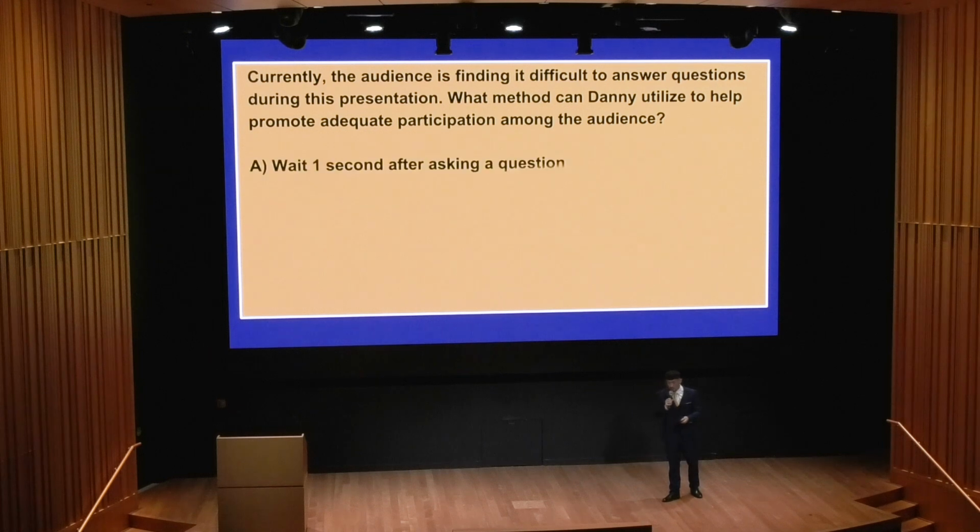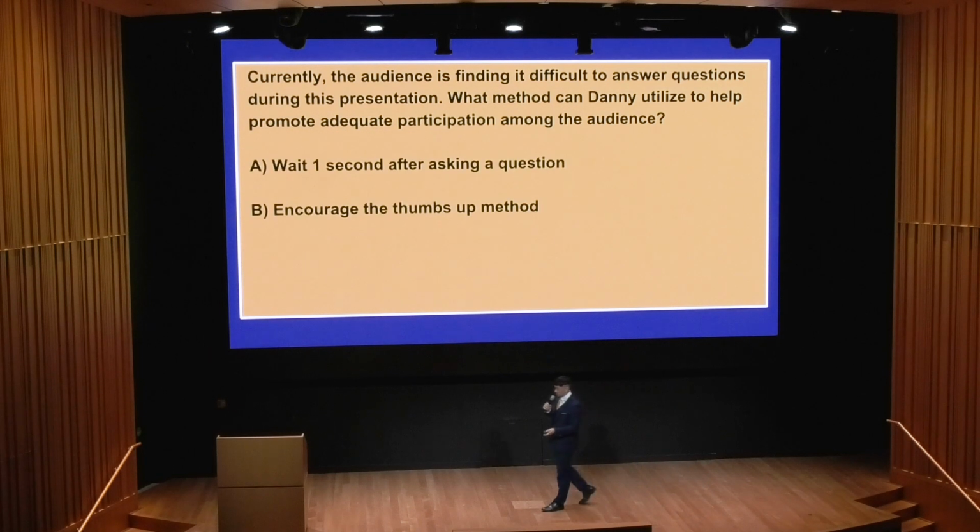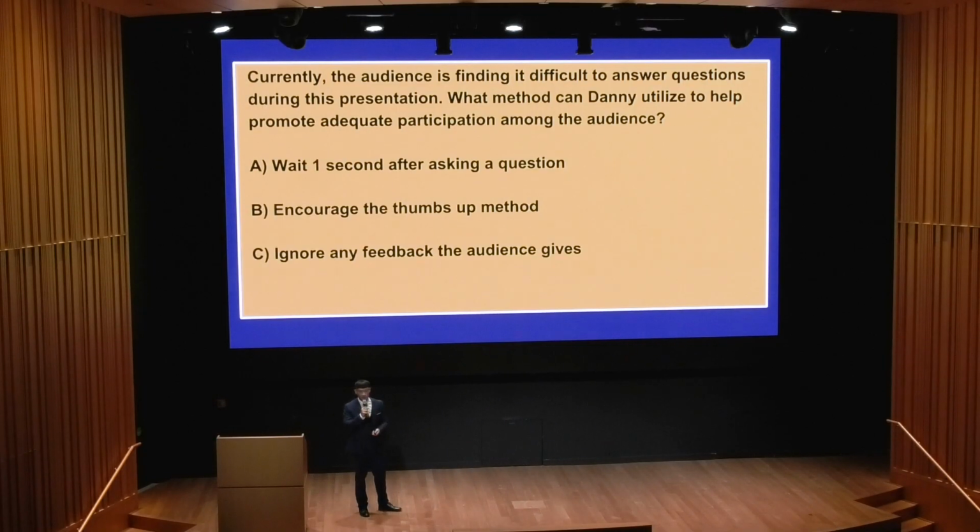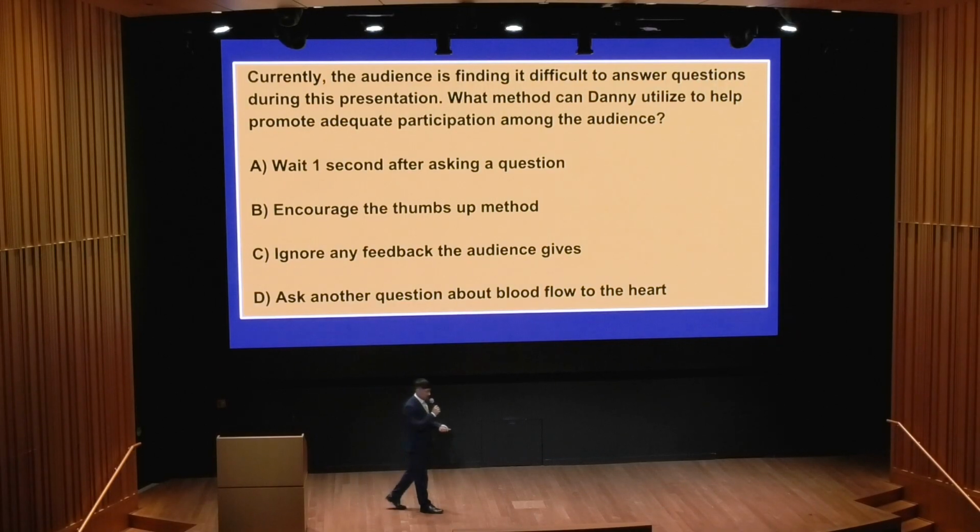Is it A, wait 1 second after asking the question? Is it B, encourage the thumbs up method? Is it C, ignore any feedback the audience gives? Or is it D, ask another question about blood flow to the heart? So, put those thumbs up when you think you have the answer, and I want to hear it in about 5 seconds. Nice and high, nice and high. Oh, that's a lot of thumbs, okay. What do we think the answer is? All at once. B. You guys are a really great audience. I love it. So the answer is B.